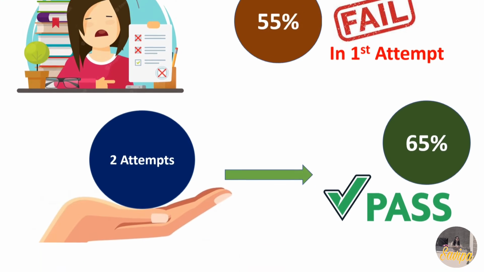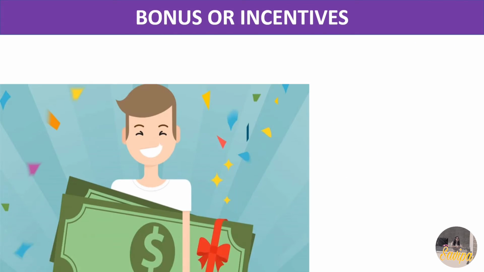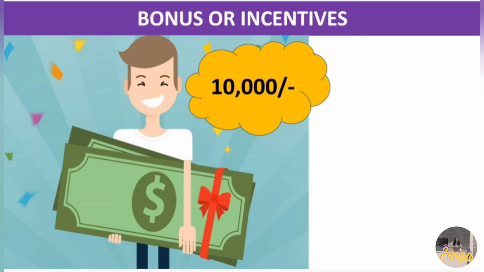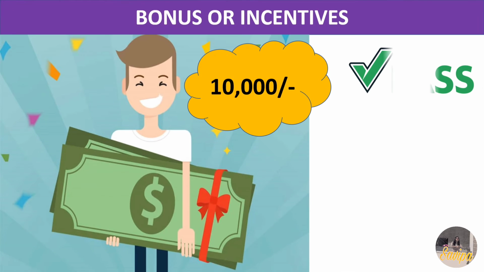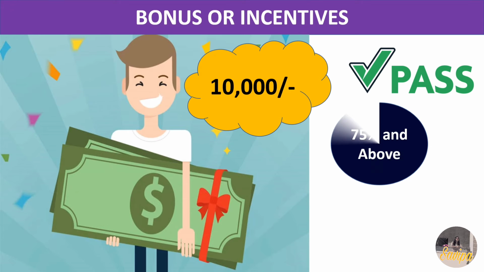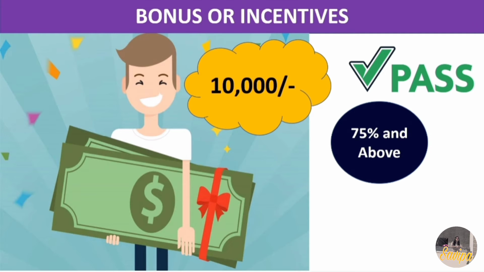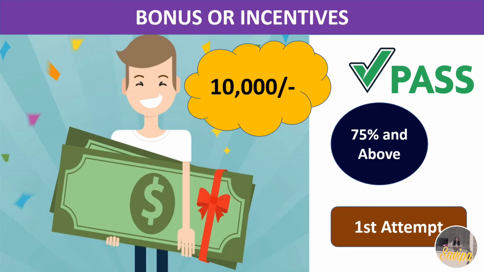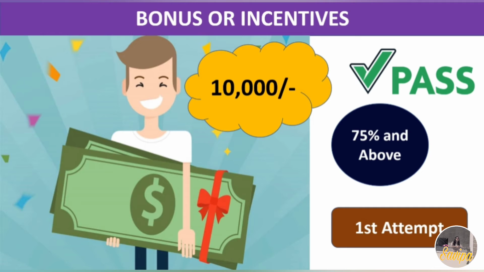Now let's move to the bonus section. How do you get this bonus, which amounts to 10K? For this you have to pass this exam with 75 percent or above. Like 80, 90, whatever it is, above 75% you have to get, and that too in your first attempt. The second and third attempts are not eligible for getting the bonus. You only have to clear the first attempt, and that too with 75 percent and above. This is the criteria in order to get your 10K bonus.